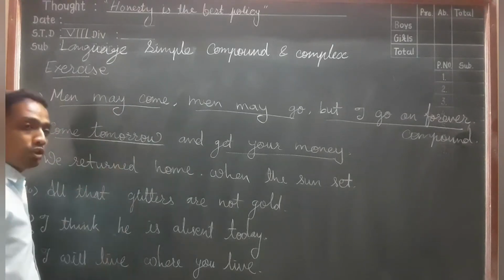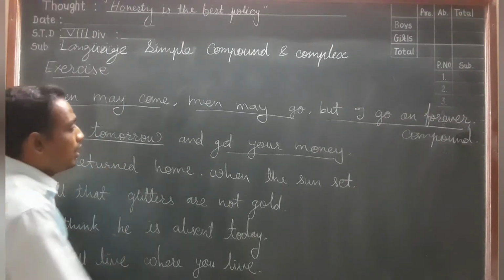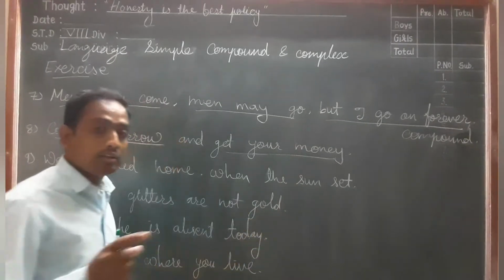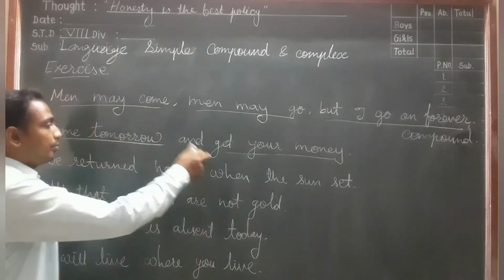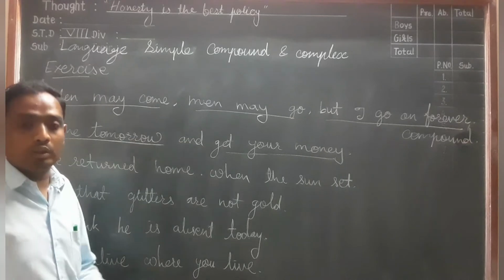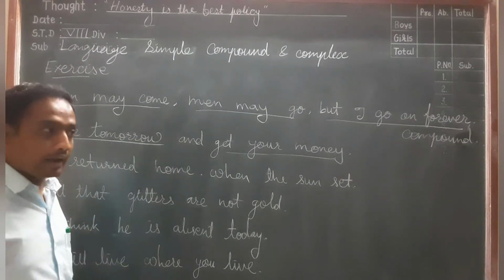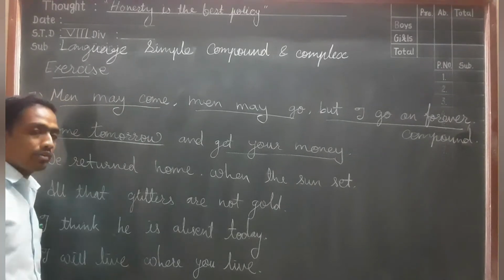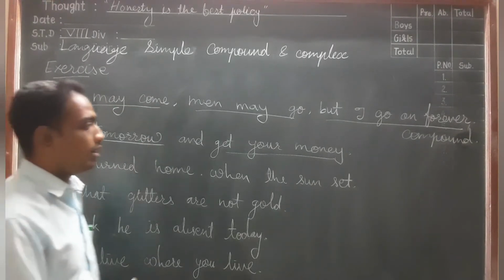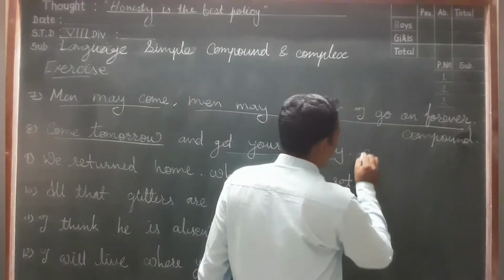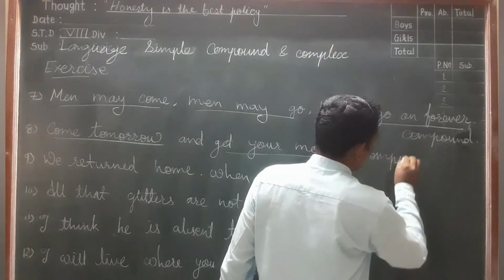Come tomorrow also stands on its own. Get your money, it can also stand on its own. So both of these clauses are independent clauses. They are both equal rank clauses. So it is also another example of a compound sentence.